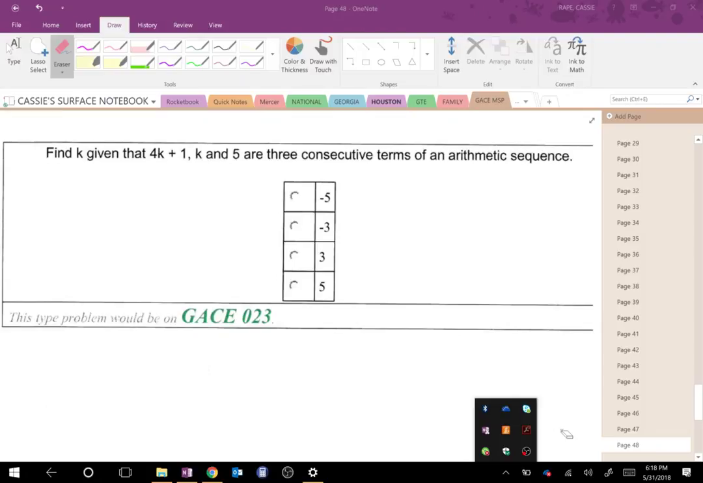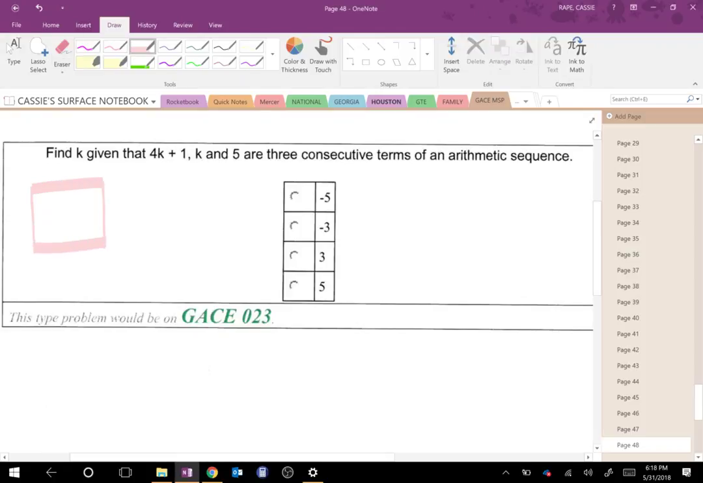Okay. This is kind of a cool problem. Basically what it's saying is this. You've got these three numbers, and they are three consecutive terms of an arithmetic sequence. That's the important thing. Because what that means is this. You've got, here's one term, here's another term, and here's another term. Okay?